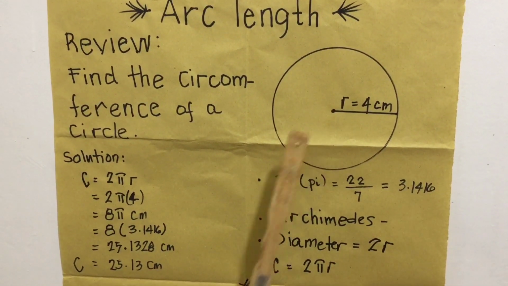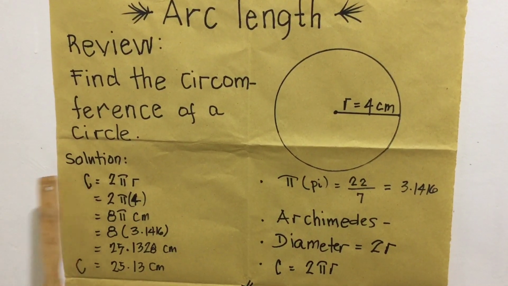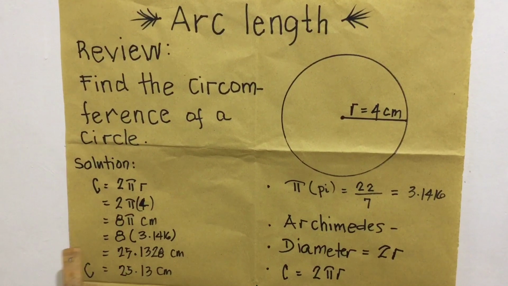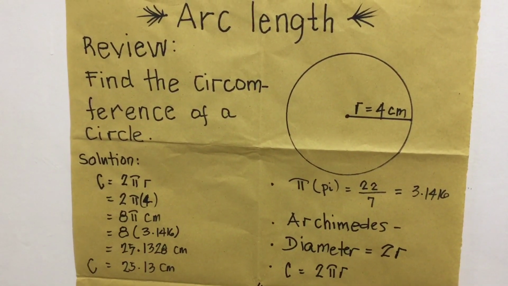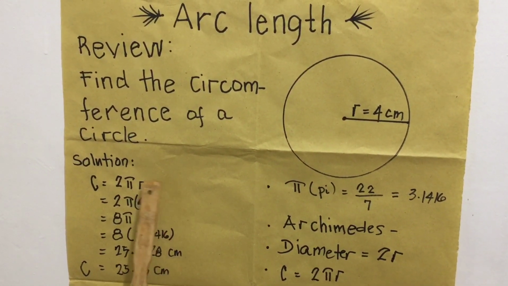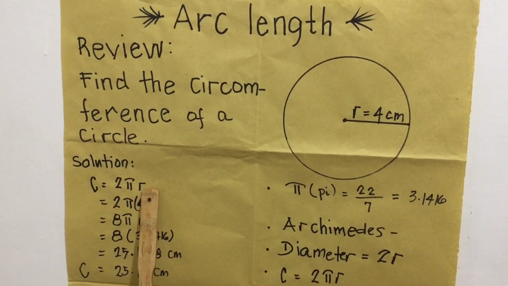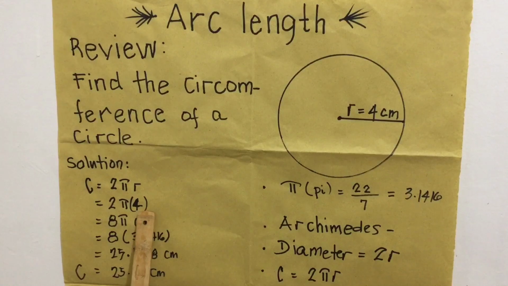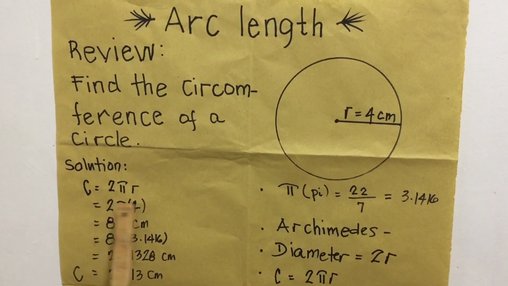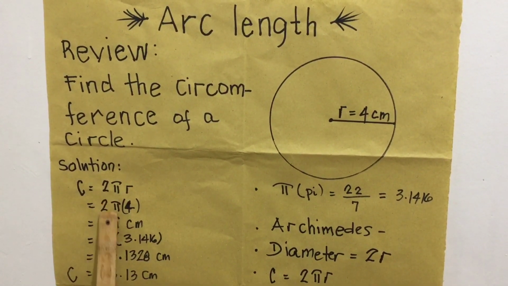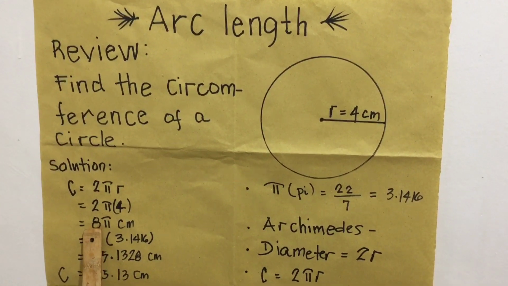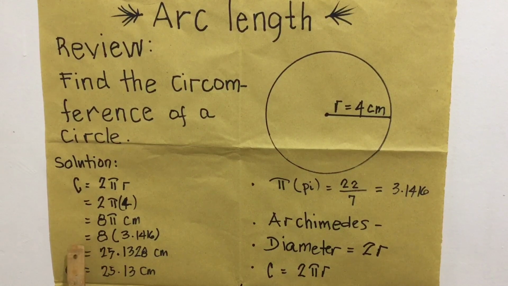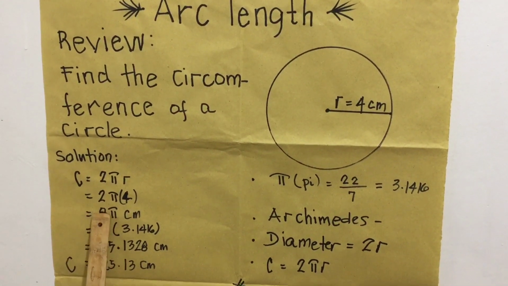Now in this problem, we're going to use the formula C equals 2 pi r. Then next step is substitution. We're going to substitute the r, which is the radius. The given is 4, substitute here, becomes 4 now. Then we will multiply 2 times 4 equals 8. Then copy the pi symbol. Then write the unit centimeter. Then multiply 8 times the value of pi.